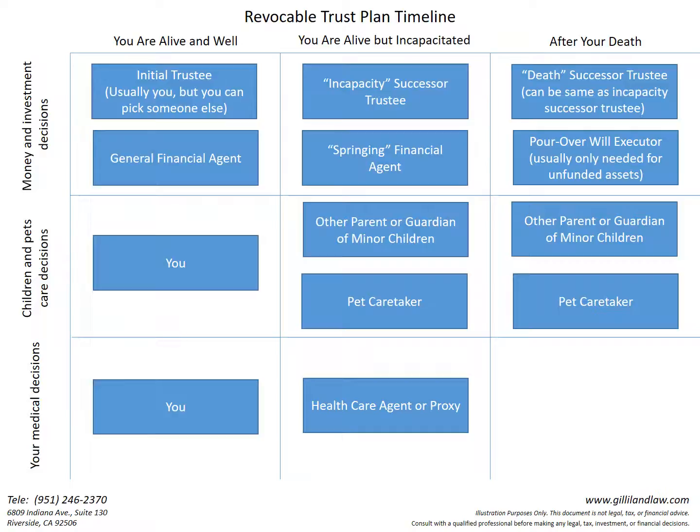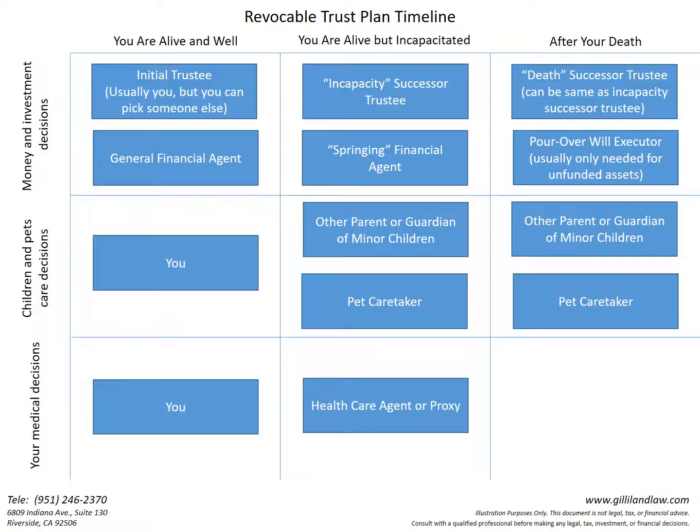So you have your incapacity successor trustee. Okay, who's going to be there when it's not you? Your springing financial agent: what springing means is that this financial agent only kicks in when the general financial agent, which again could be you or a specific entity or a specific person, is incapacitated.